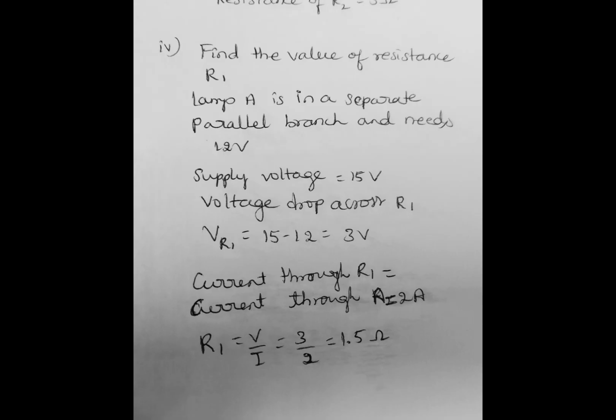Okay, next fourth question. Find the value of resistance R1. So observe the circuit diagram carefully. Lamp A is in the separate parallel branch, right? It needs 12 volt supply. Now, voltage drop across R1 is 15 minus 12. 15 minus 12 gives 3 volt. Next, current through lamp A is 2 ampere, right? That current through lamp A is 2 ampere. That is equal to current through resistor 1. Use formula R1 is equal to V by I. So voltage is how much? 3 volts. Current is 2 ampere. 3 divided by 2 gives 1.5 ohm.